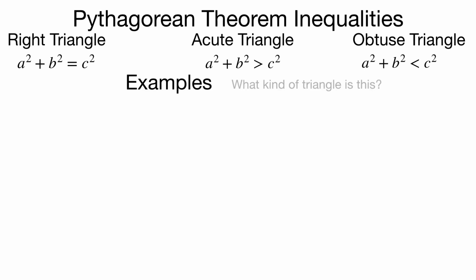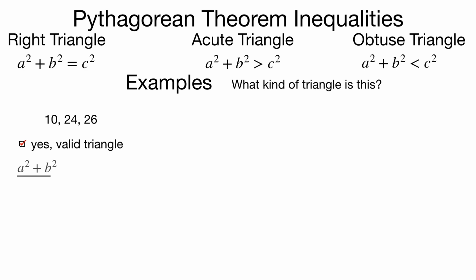The examples are asking what kind of triangle we have given three side lengths. First I have 10, 24, and 26. First you have to decide, do I even have a triangle? You have to remember that for triangles, any two sides added up have to be bigger than the third side. 10 plus 24 is 34, which is bigger than 26, and it'll work for the other sides as well, so it is valid.